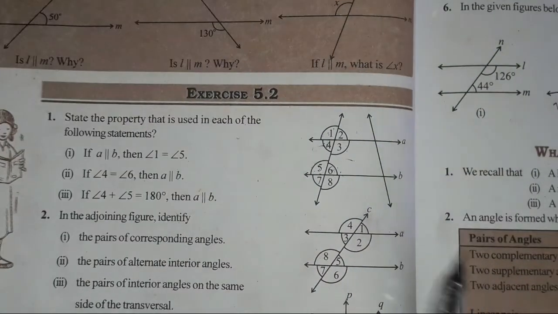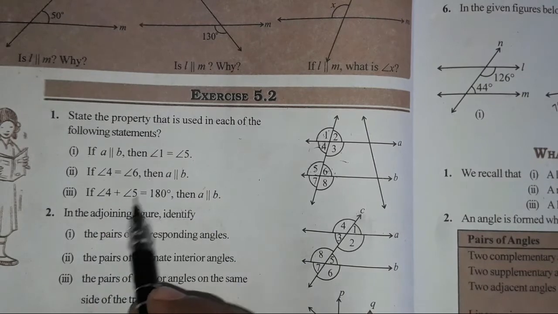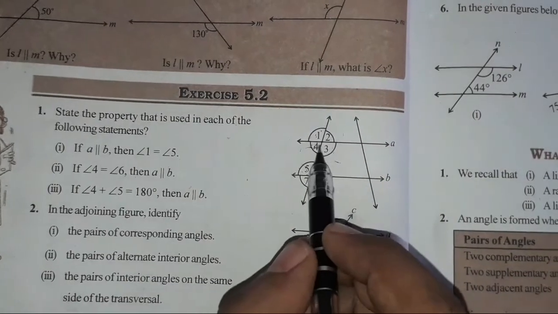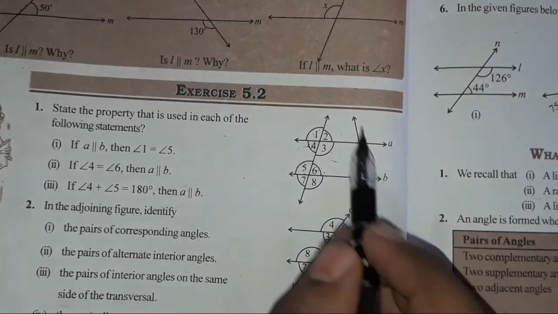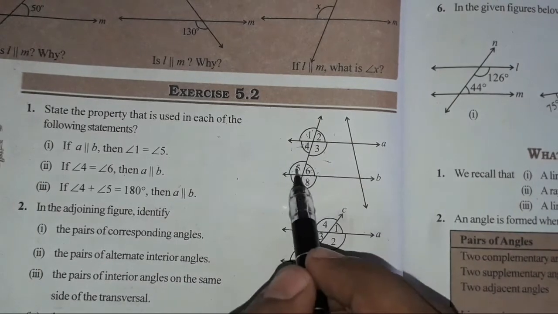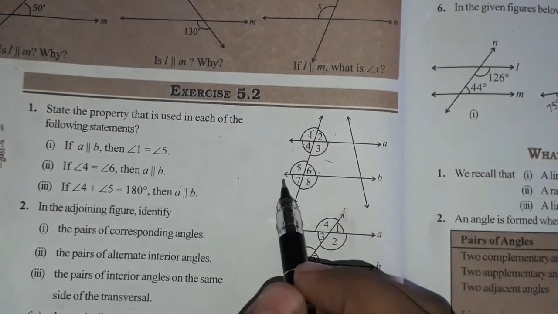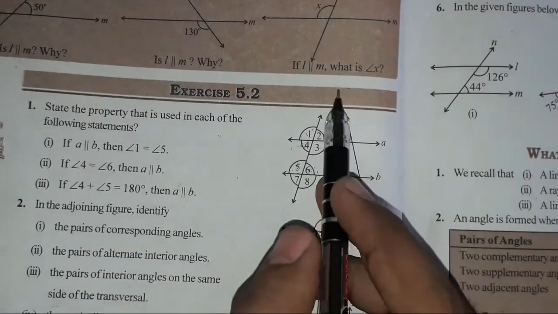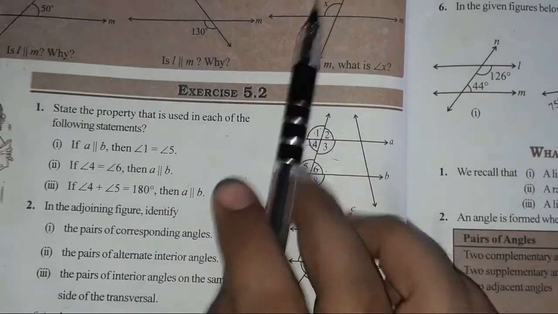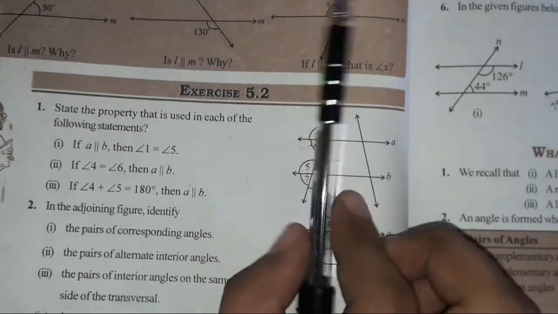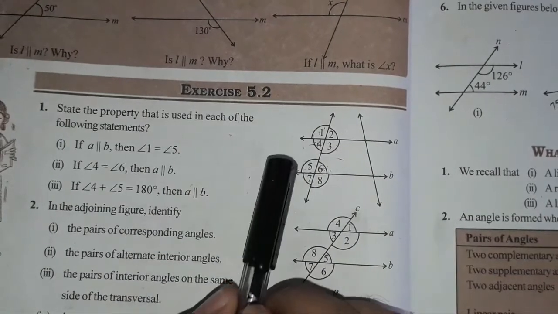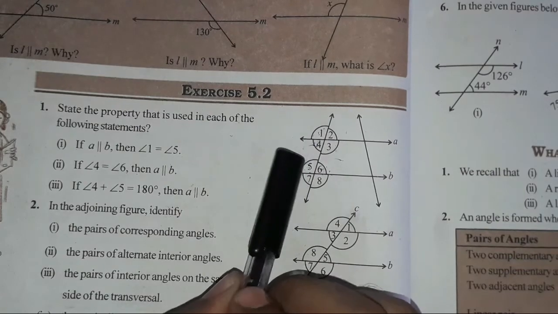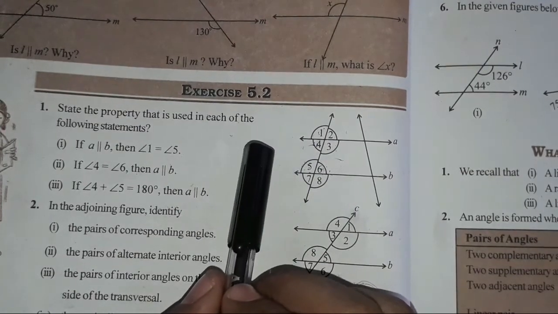Now the next one: if angle 4 plus angle 5 is equal to 180 degrees, then A parallel to B. We discussed in the introduction, when a transversal cuts two parallel lines, the pairs of interior angles on the same side of the transversal are supplementary. So here two parallel lines are there, the transversal cuts them, and this side is the left-hand side and this one is the right-hand side. On the same side, angle 4 plus angle 5 is given, so angle 4 and angle 5 are interior angles. The measure of these two angles will be supplementary, equal to 180 degrees.